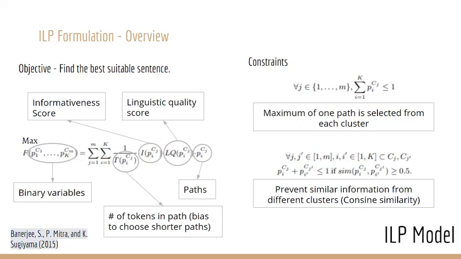An example of the ILP model can be drawn from Banerjee, Mitra, and Sugiyama, and it is on the screen. The objective here is to find the best suitable sentence. The path chosen maximizes linguistic and informativeness scores from all the paths possible. It also chooses the shorter path from all the possibilities. The constraints, on the other hand, force the model to choose the minimal amount of sentences with similar meaning. So it just takes one from each cluster, and the ones from different clusters that have similar information will be discarded.